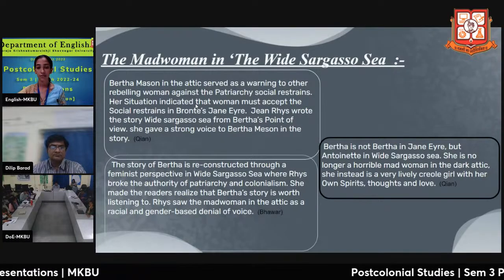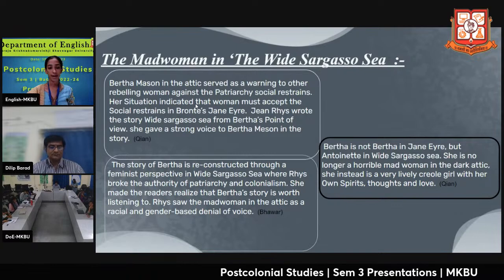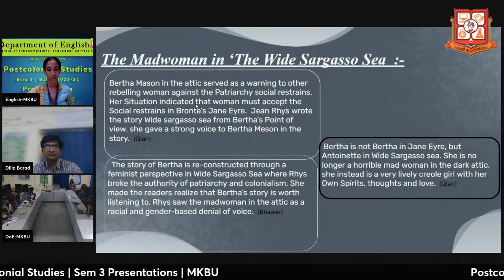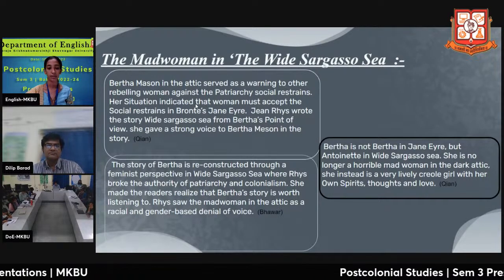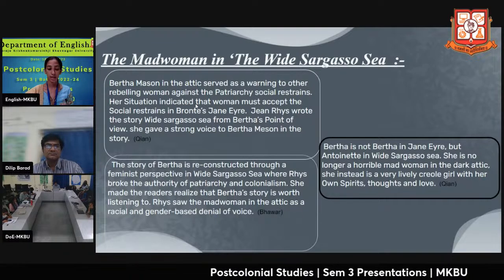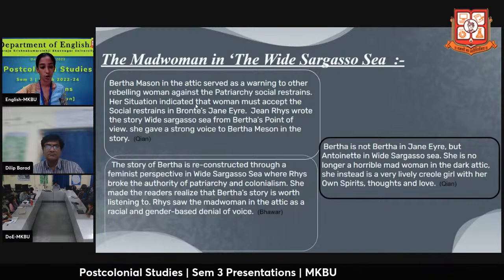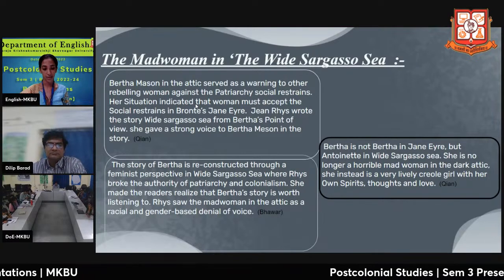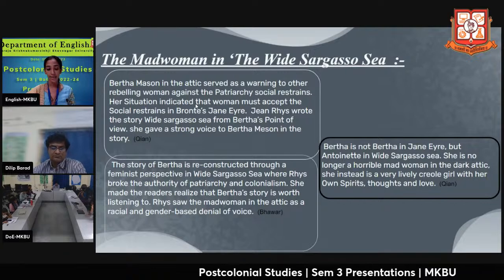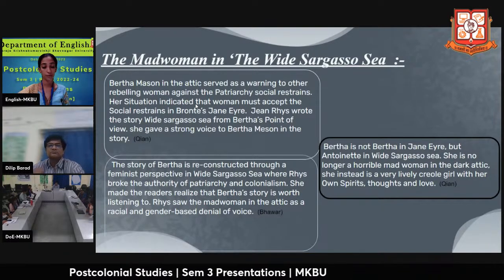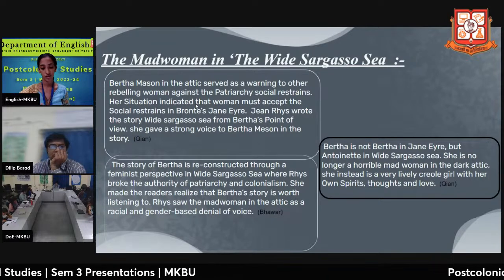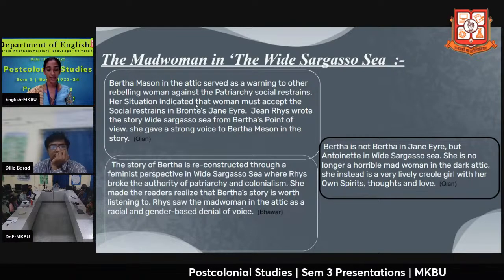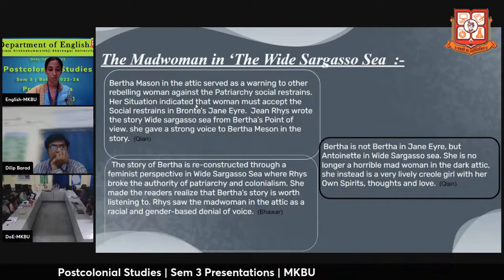The mad woman in the Wide Sargasso Sea. Bertha Mason in the attic served as a warning to other women rebelling against patriarchal social restraints. Her situation indicated that women must accept the social restraints in Charlotte Bronte's Jane Eyre. Jean Rhys wrote the story Wide Sargasso Sea from Bertha's point of view. She gave a strong voice to Bertha Mason. The story of Bertha is reconstructed through a feminist perspective in Wide Sargasso Sea, where Rhys broke the authority of patriarchy and colonialism. She made the readers realize that Bertha's story is worth listening to.